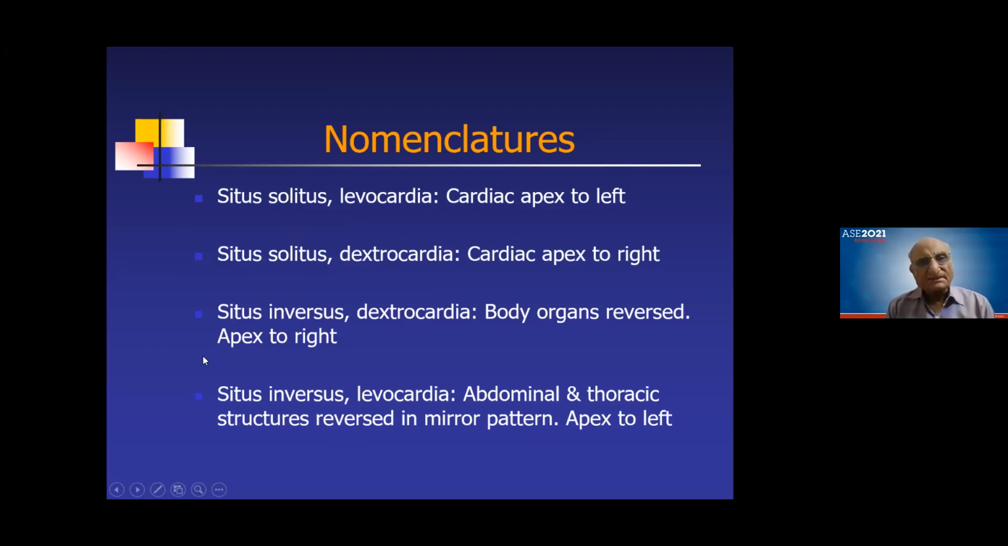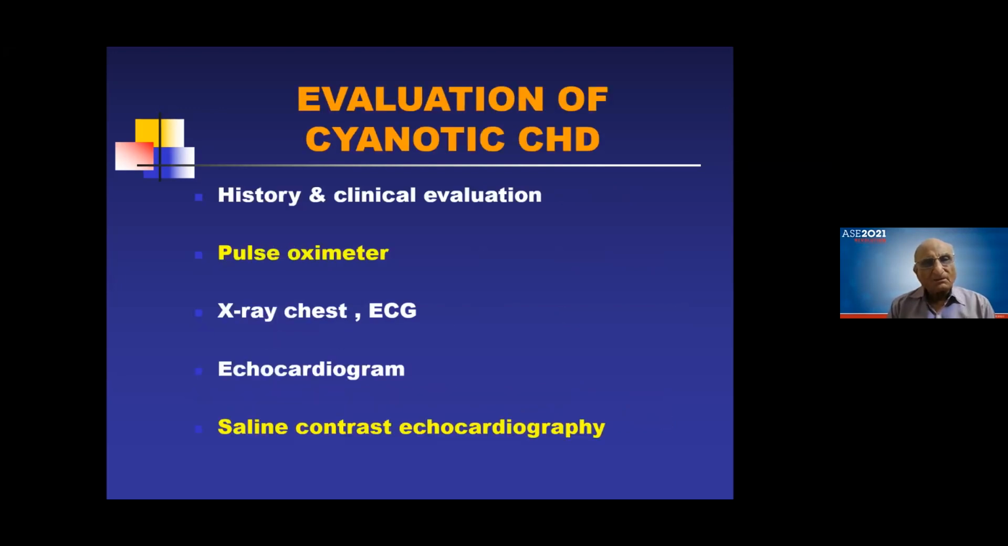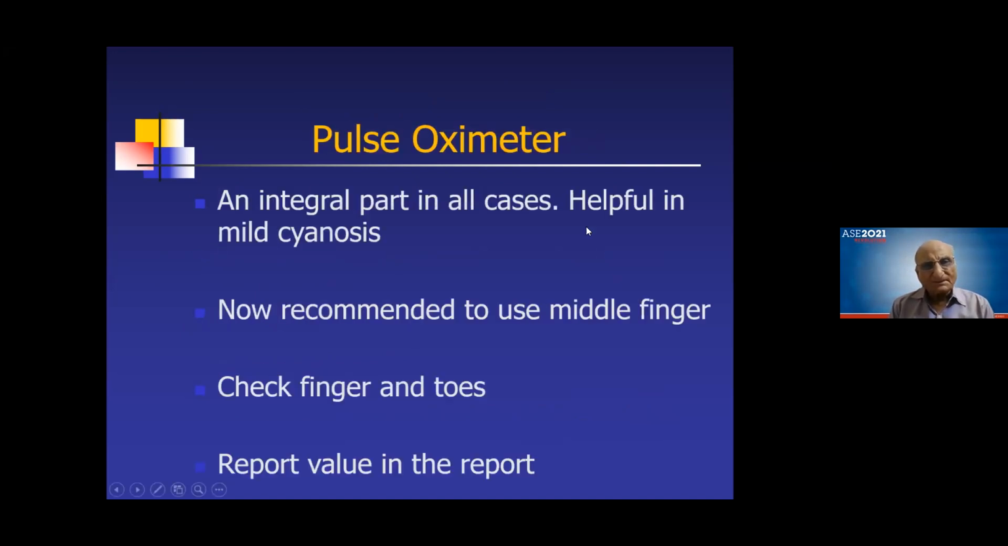So whenever we write a report, we should always write whether it is levocardia or dextrocardia, and whether it is situs solitus or what. That we normally see from a subcostal view, as might have been shown to you. Now, as I told you, the pulse oximeter is a part of the reporting of a congenital heart disease because it is very important. All of you know the importance of ECG, X-ray, and echocardiogram. And somewhere I read that now it is recommended to use the middle finger rather than the second finger also.